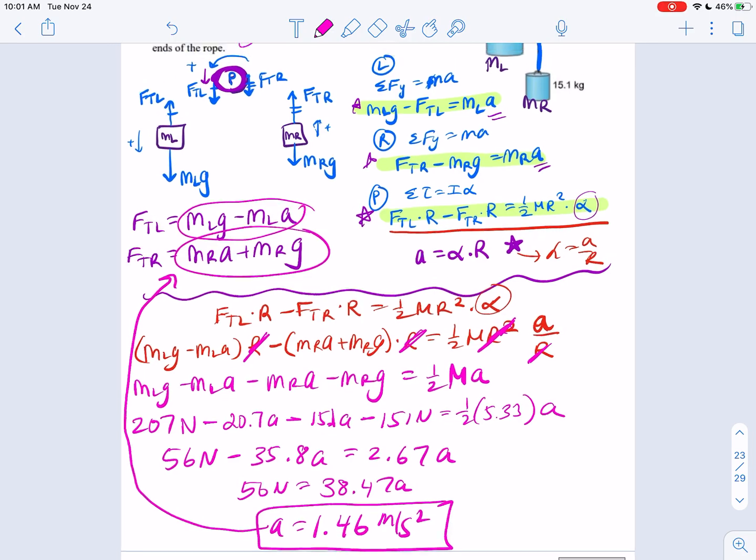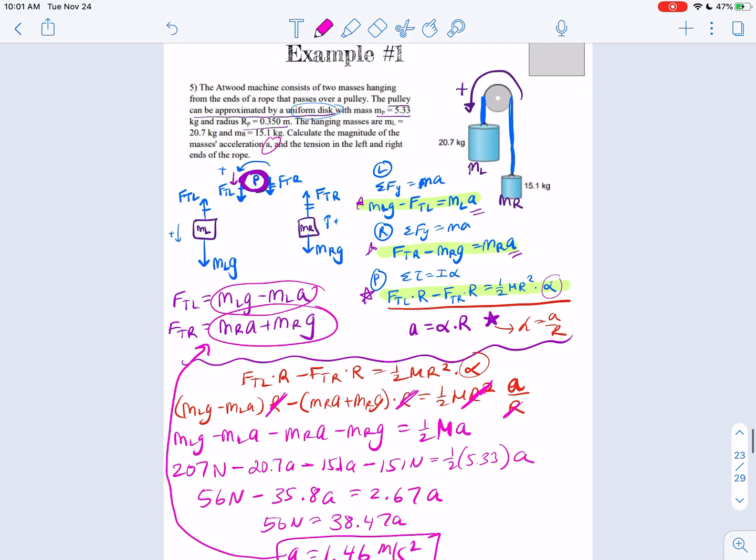So that's generally how you're going to solve this. You're going to have one equation for one of the masses, one for the other mass. You're going to have a torque equation around the pulley, and then you're always going to need this one. And that should solve it out. It's just mathematically ugly sometimes.